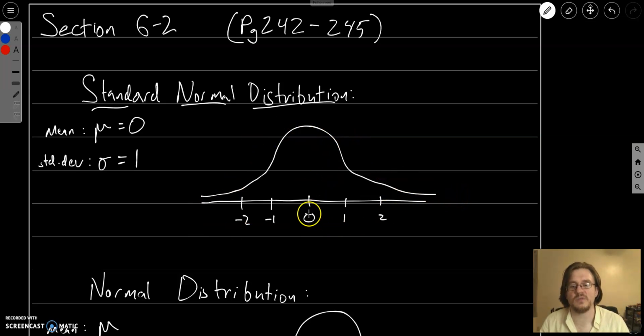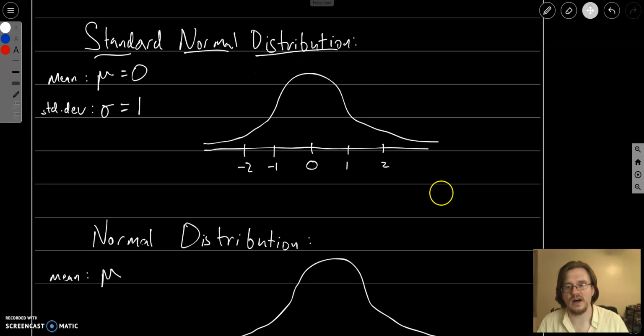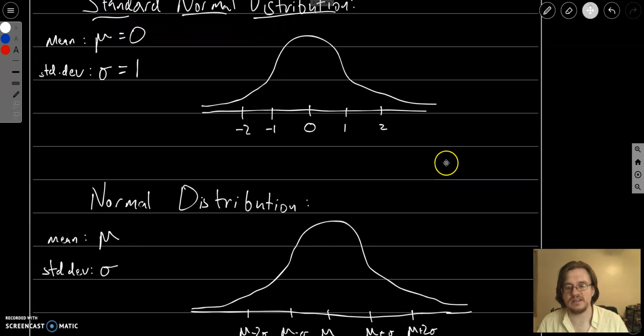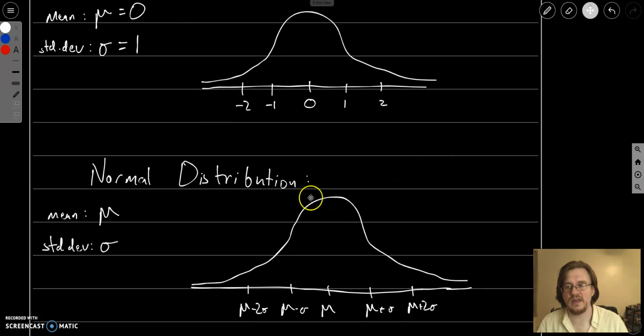This is essentially the simplest normal distribution that we can see. Having a mean of 0 means that anything above the mean is going to be positive, anything below the mean is going to be negative, and it's pretty easy to look at and understand. Now, in real life, not many distributions will have a mean of 0 and a standard deviation of 1. So for any old normal distribution, we'll just have a mean, and we'll call it mu in general, and the standard deviation is just going to be sigma.